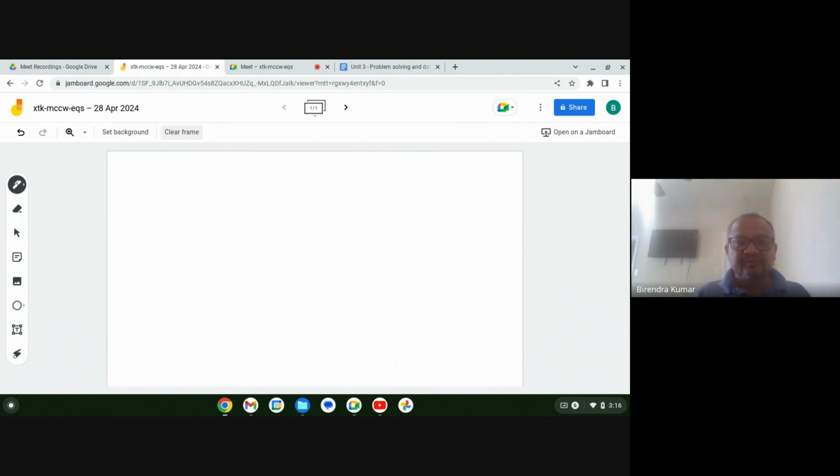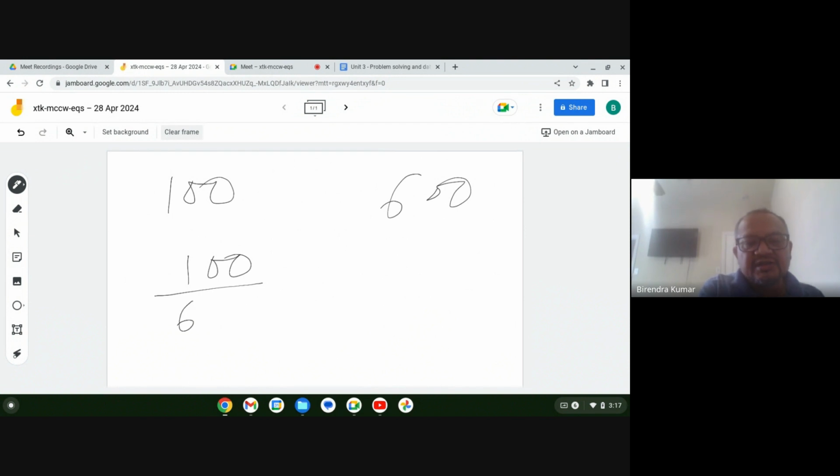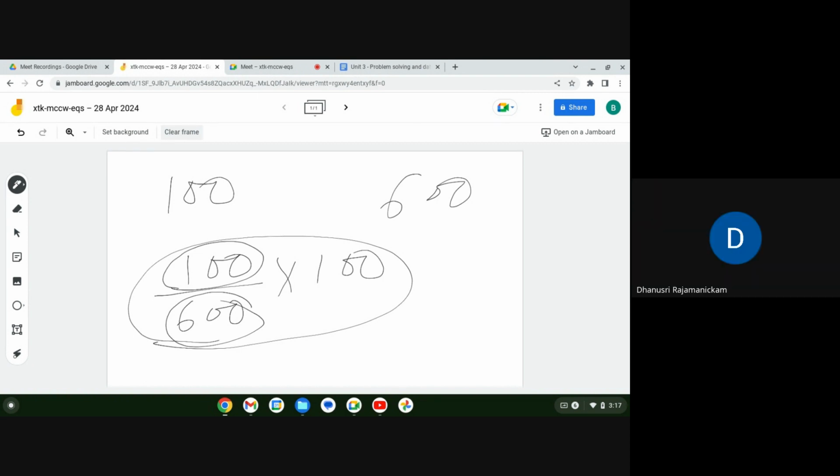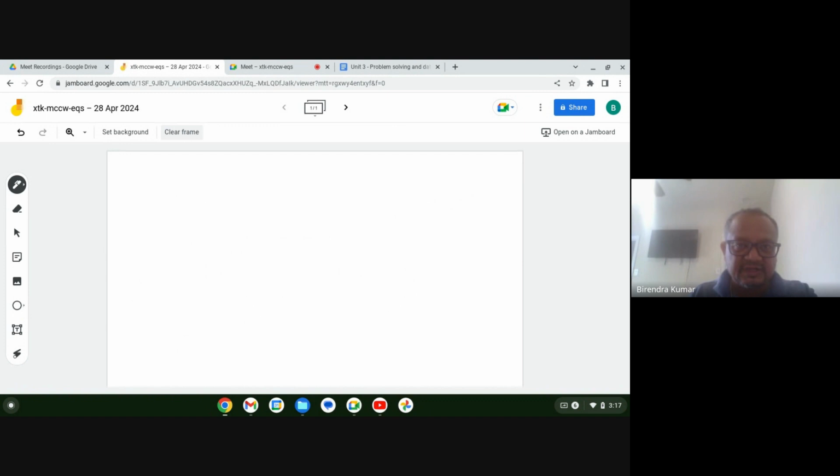So the simple takeaway: if I have a number, let's say 100, and I want to know 100 is what percentage of 600, I will put 100 as the numerator and 600 as the denominator and multiply that by 100. Whatever comes tells me 100 is what percentage of 600. Okay, so this is on the percentage topic.